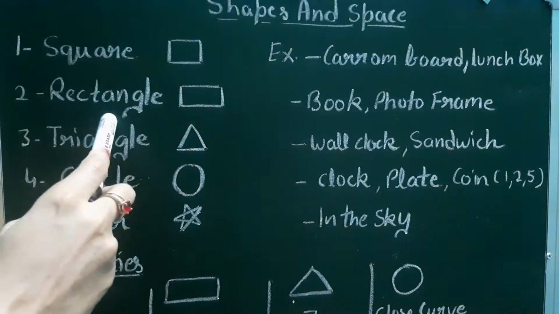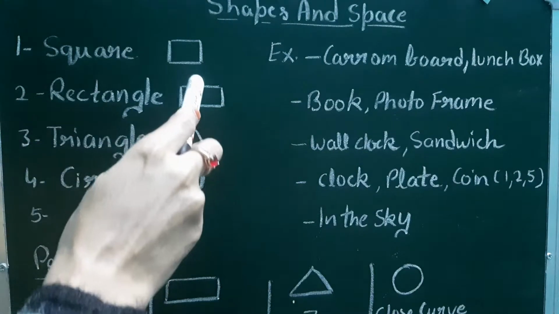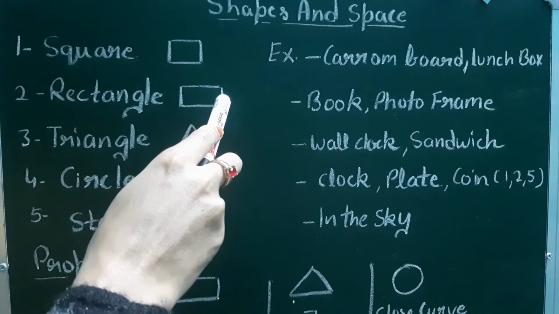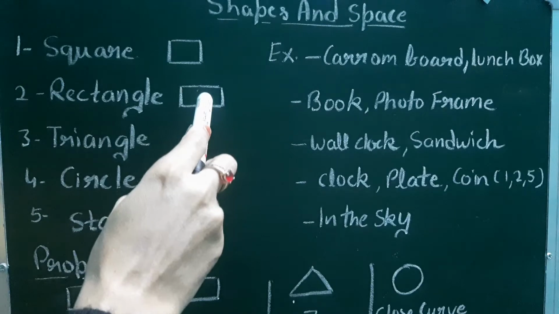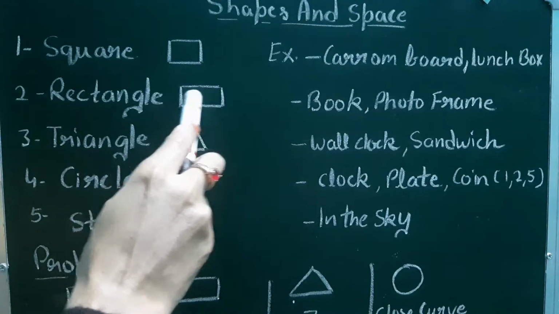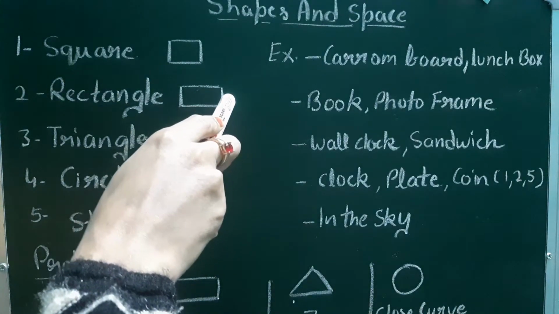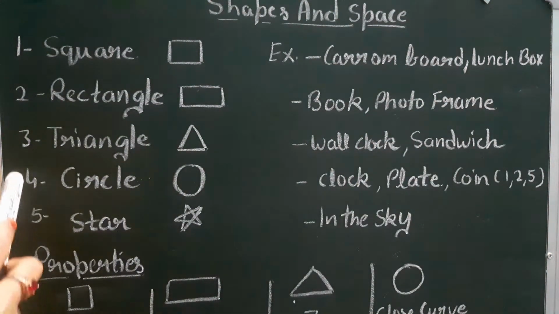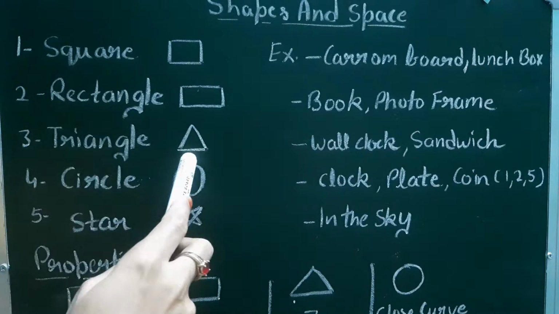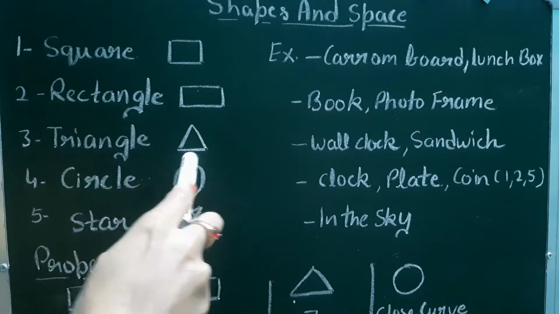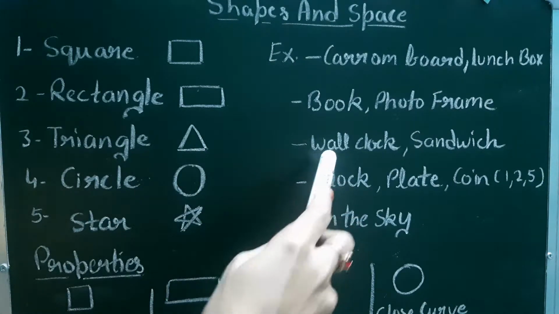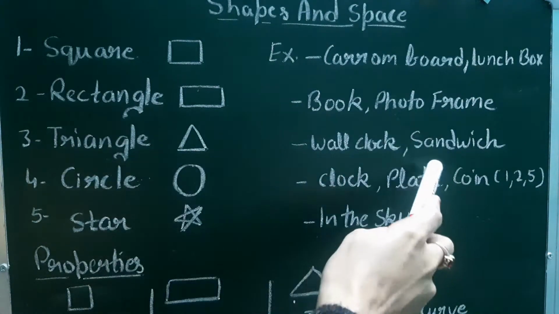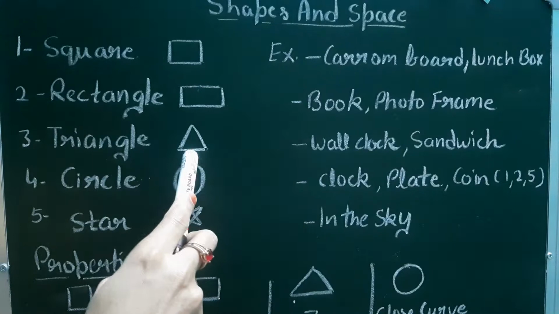Second is a rectangle. In a rectangle, opposite sides are equal, as we can all see. If we measure this with the help of a scale, we will find these two sides' measurements are equal and the opposite sides' measurements are equal. Examples can be a book or a photo frame. Then comes a triangle. In a triangle there are three sides. An example is a wall clock. We must have seen a wall clock of this triangle shape. A sandwich is also an example of a triangle.